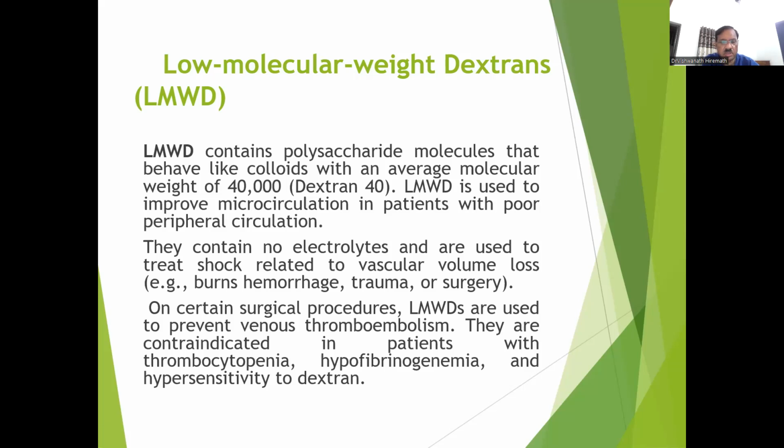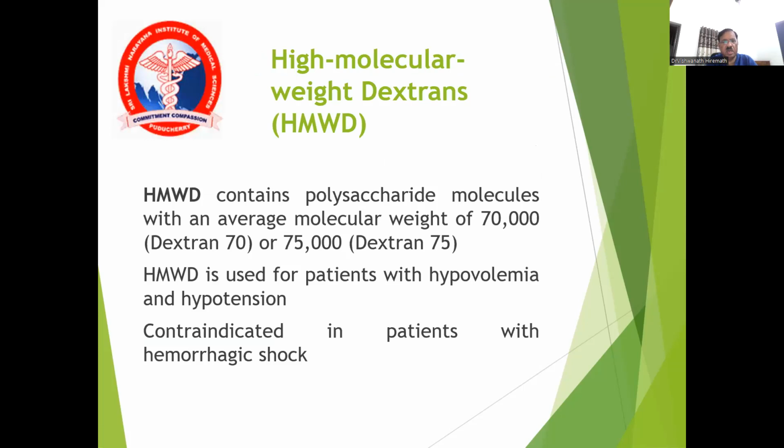In certain surgical procedures, low molecular weight dextrans are used to prevent venous thromboembolisms. They are contraindicated in patients with thrombocytopenia, hypofibrinogenemia, and hypersensitivity to dextran. High molecular weight, dextran 70 or 75, contains polysaccharide molecules with average molecular weight of 70,000 or 75,000. Used in patients with hypovolemia and hypotension. Contraindicated in patients with hemorrhagic shock.